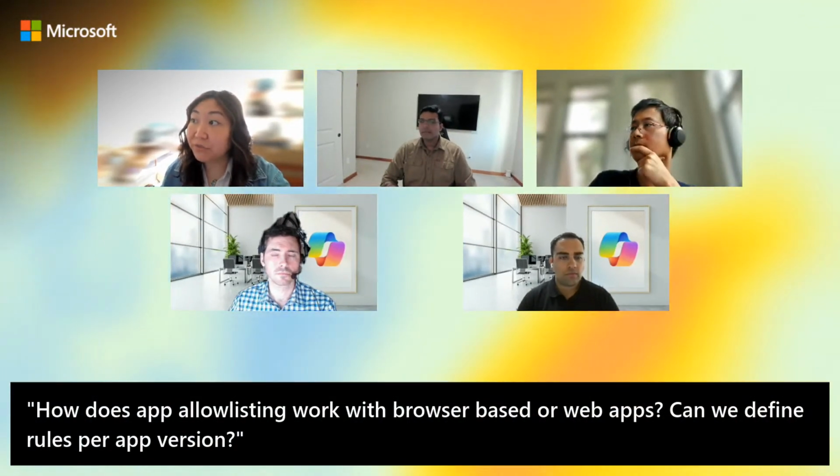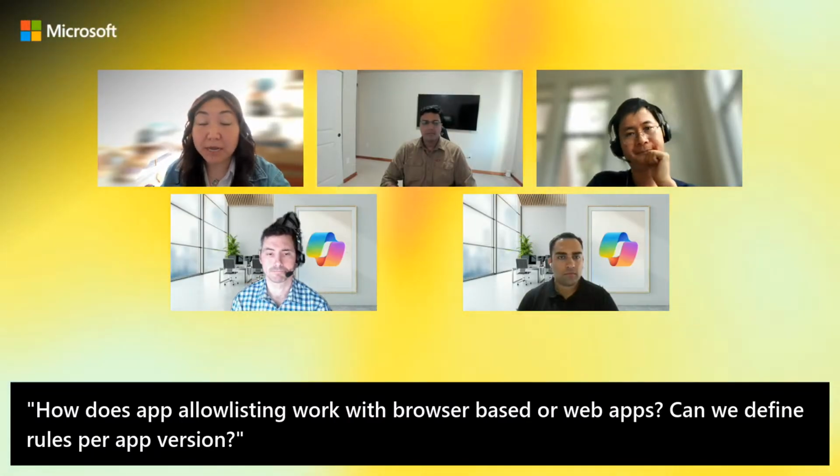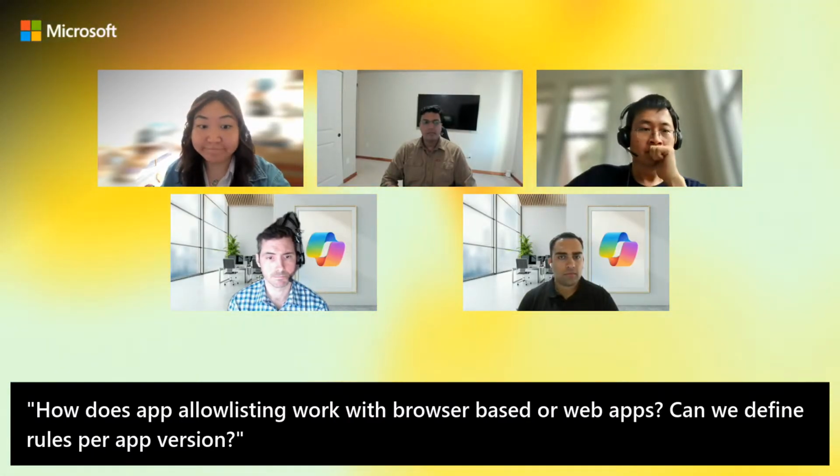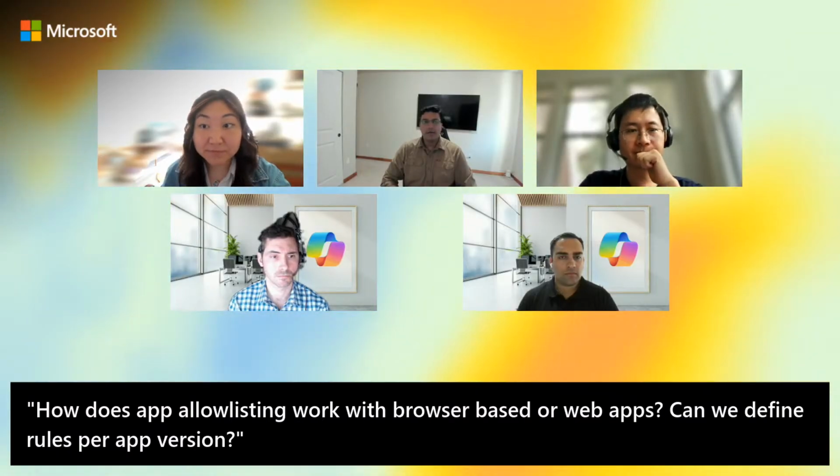We have another question around application allow listing. This next question asks, how does app allow listing work with browser-based or web applications? And can we define rules based on the application version? Henry, do you want to take that, or I can go ahead?